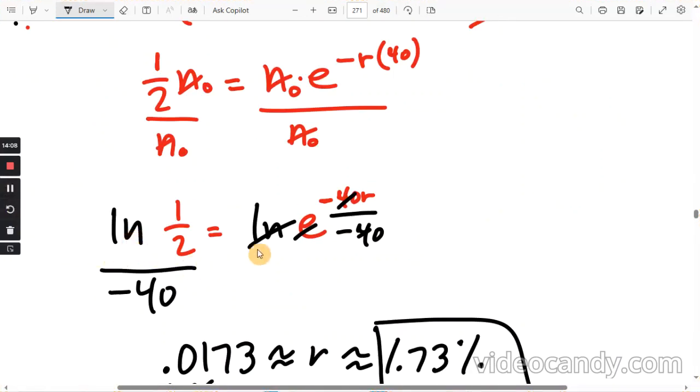In this step, if you had done log on both sides, it would still work. But you'd have extra work because log of e would not cancel. ln of e cancels.